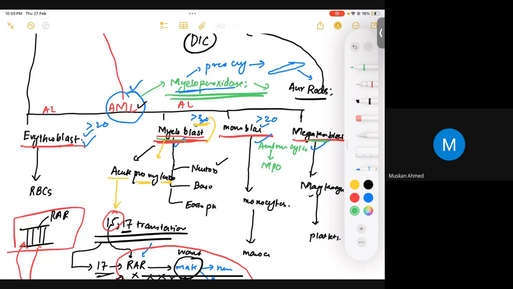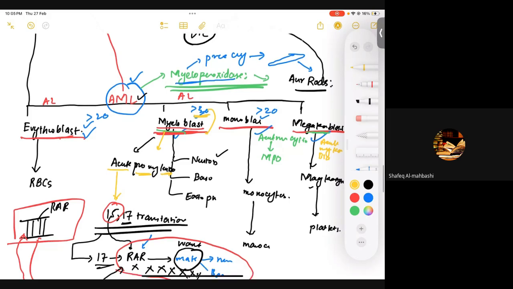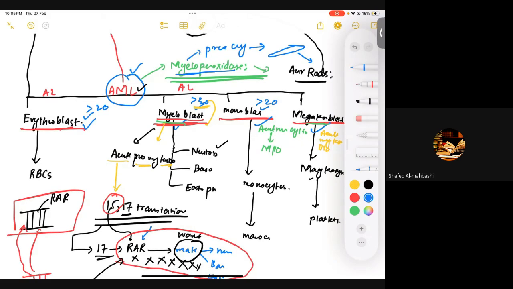And in case of megakaryoblast, what's going to be the name of the leukemia? That is going to be called acute megakaryoblast leukemia. Is that clear? Okay, so we are going to use the term acute. It also won't be having MPO. You won't see any MPO in this.